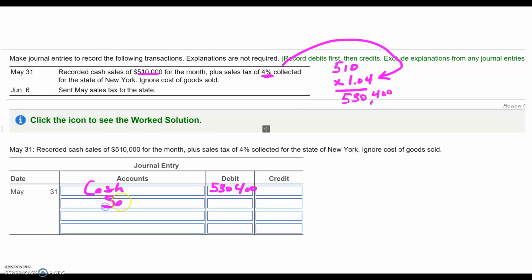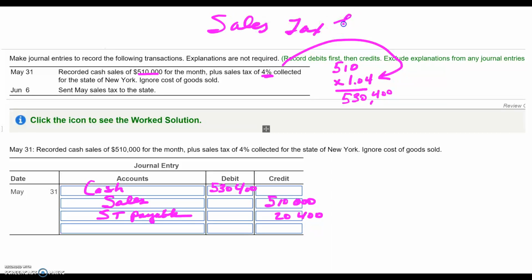Our sales or revenue account is 510, and sales tax payable or some comparable account title is $20,400. That's it. So this is a sales tax liability. Please take notice of this because you might be seeing it again, if you know what I mean. Thank you. Next one coming up.